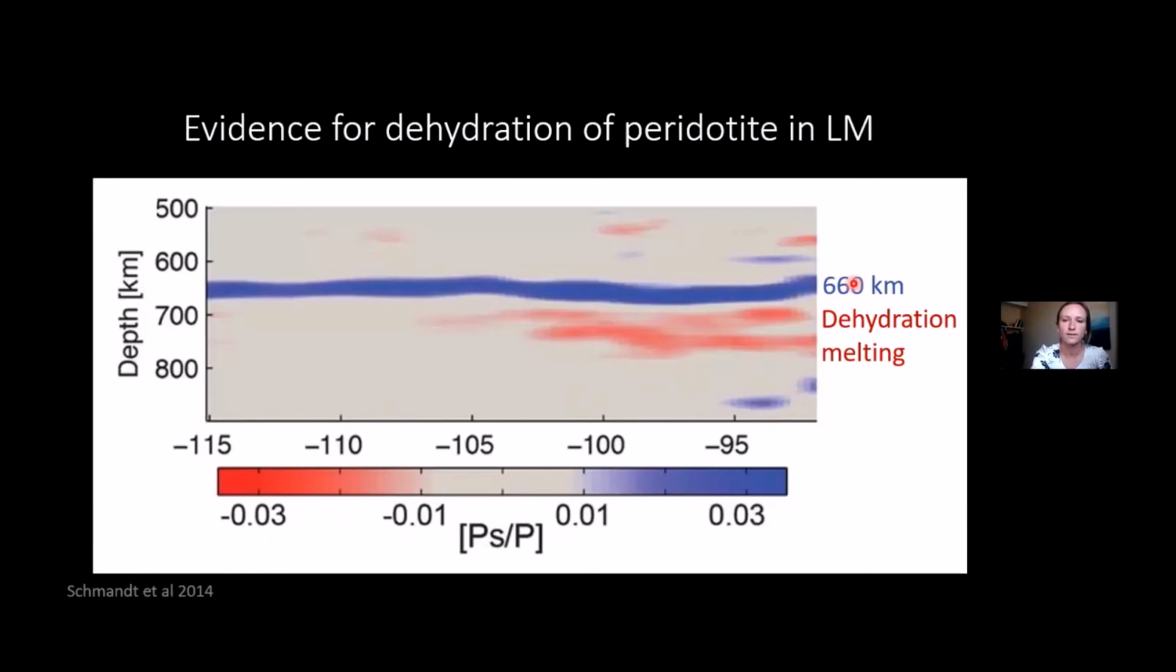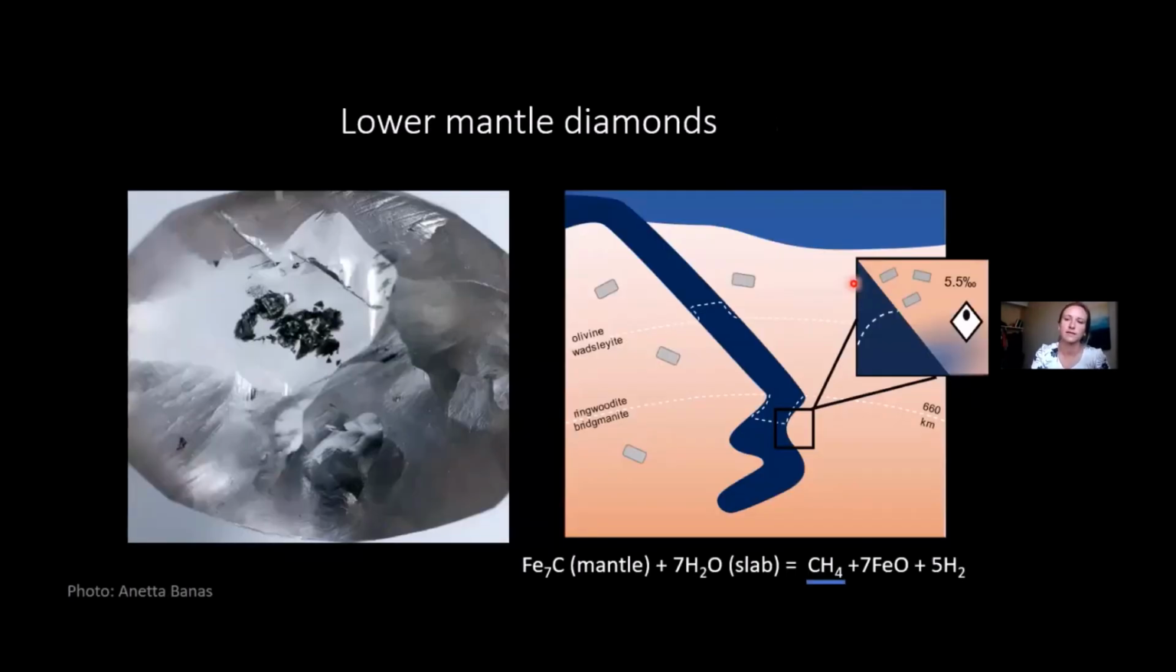And so we thought this model was a really great way to explain the formation of our lower mantle diamonds. And so what we suggested was that perhaps these iron carbides and iron alloys with dissolved carbon, that the introduction of water could destabilize them and produce these carbon-rich fluids, which could then later oxidize to diamond upon ascent.